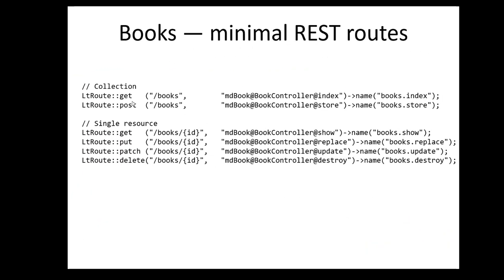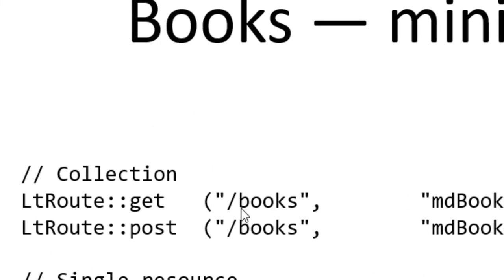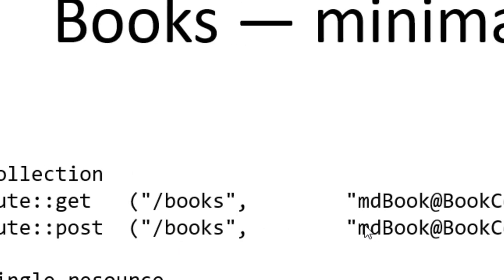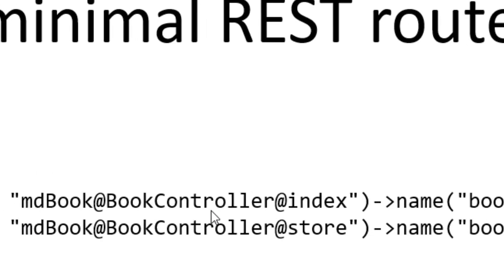Let's look at examples of LtRoute syntax we have built. You can see this now: /book. They are using different methods. So this is when you are going to get, when you are using the get method. This is when you are using the post method, and we are invoking a book controller here.